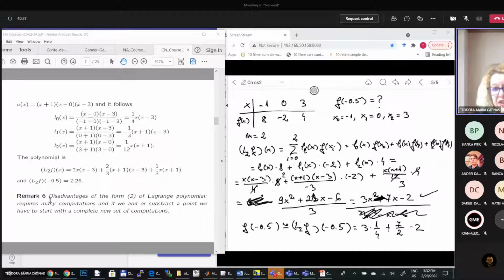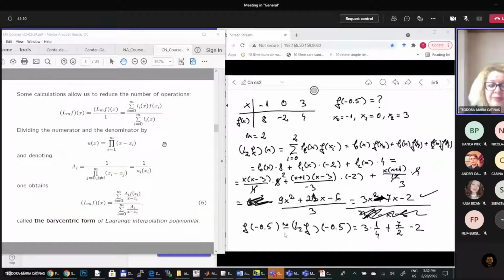A big disadvantage of this formula is that if we add or subtract a point, we have to start again all the computation. So we cannot use the last polynomial. If we have a polynomial for these three points, we cannot use it if we add a point to continue the computation. It's not okay. We have to start again from the beginning, because using these formulas with u, you see that all the fundamental polynomials depend on all points. So this is a big disadvantage for algorithms in using this formula.